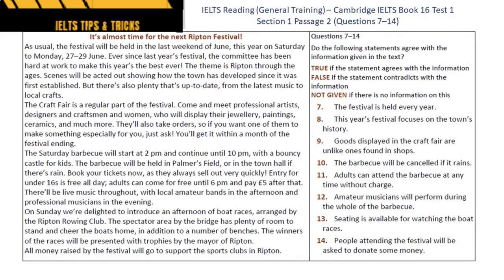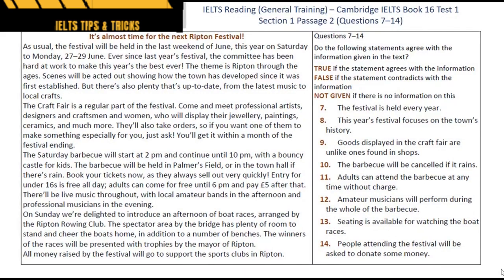In this one, we have true, false, not given. The answers to true, false, not given are usually in sequence. That is to say, wherever I find the answer to the 7th, the 8th would be after that and so on. So what I'll do is just read the heading of the passage. In this case, it's "Almost time for the next Ripton festival."